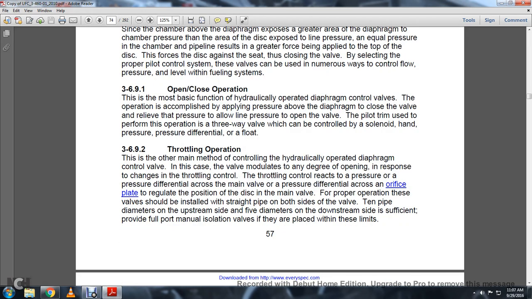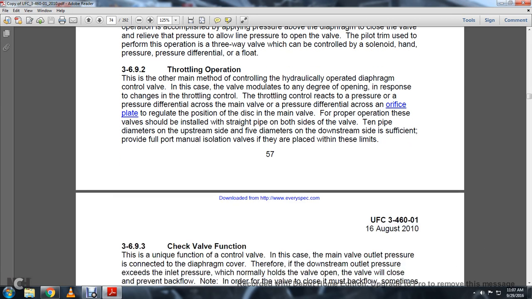3692 Throttle operating. There are other main methods of controlling a hydraulically operated diaphragm control valve. In this case the valve modulates to any degree of opening, responding to the change of the throttle control. The throttle control reacts with the pressure differential across the main valve or across the orifice plate to regulate the position of the disc in the main valve. For proper operation, the valve shall be installed with straight pipe on both sides of the valve: 10 pipe diameters upstream and 5 diameters downstream, with the position provided for the fuel port manual isolation valve placed within these limits.